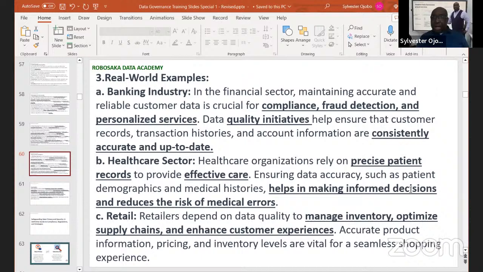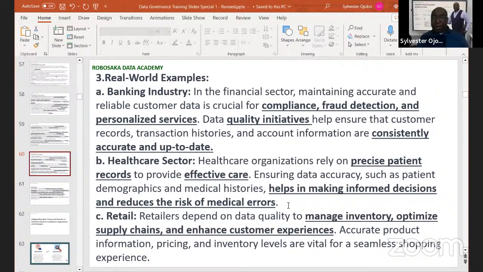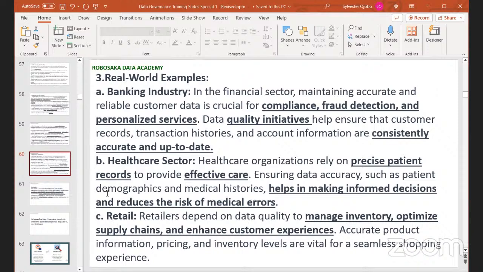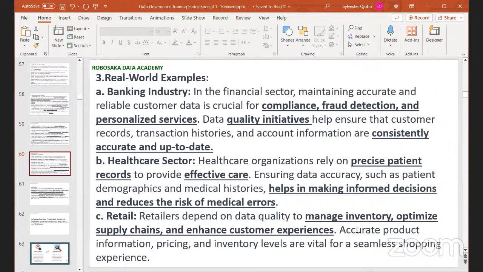Ensuring data accuracy such as patient demographics and medical history. It helps in making informed decisions and reduces the risk of medical errors. Thank you so much for helping me out there. Okay, look at a retail company. What does it depend on data quality to do? Manage inventory, optimize supply chains, and enhance customer experiences.